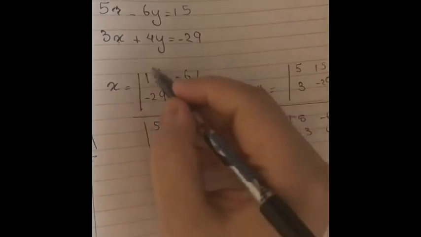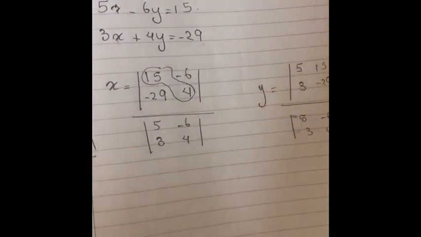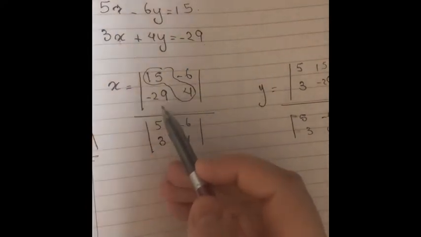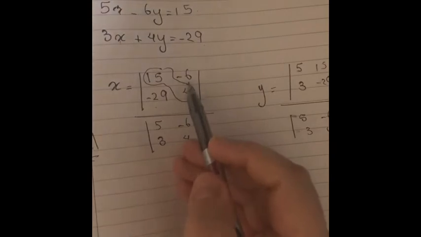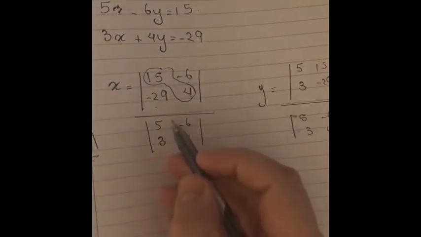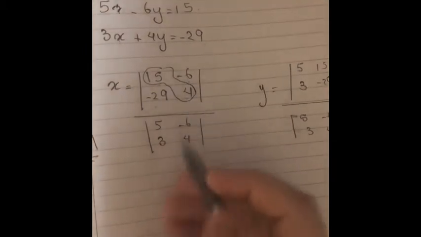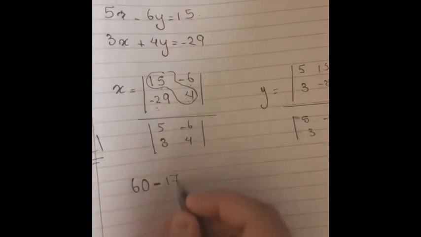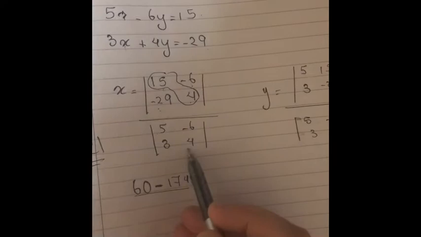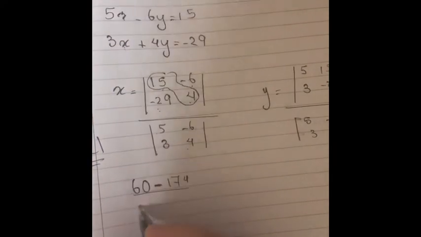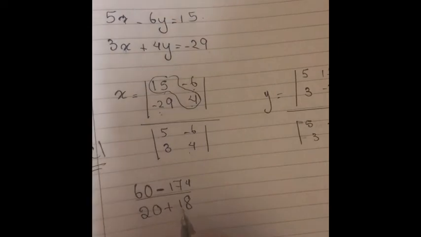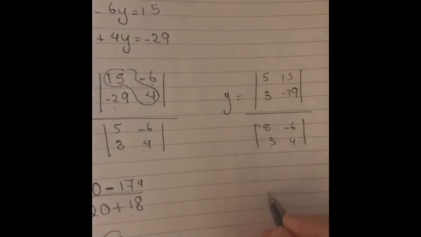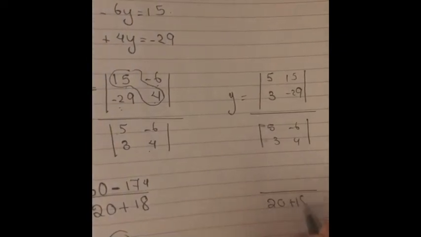So how will you calculate this? 15 times 4 minus negative 29 times negative 6. And that was going to give you, in the end, 15 times 4 is 60, minus, these will end up in a positive 174, divided by 20 minus negative 18, so 20 plus 18. And the answer is negative 3. If you want to find the y, again, down there it's 20 plus 18, or 38.